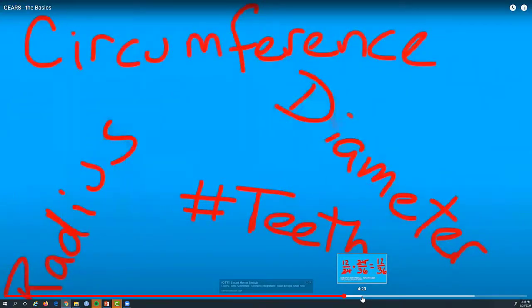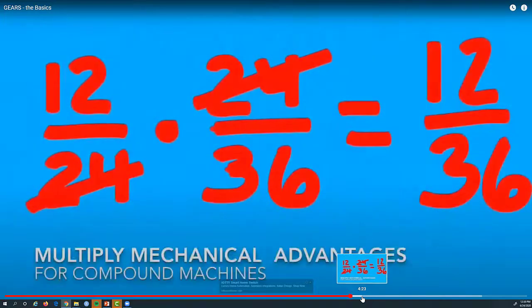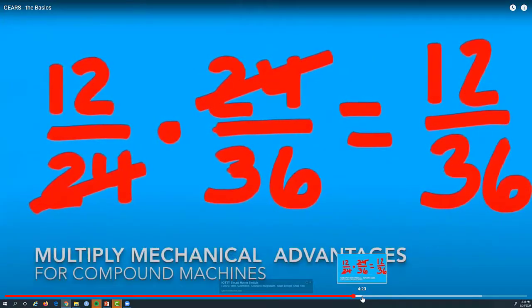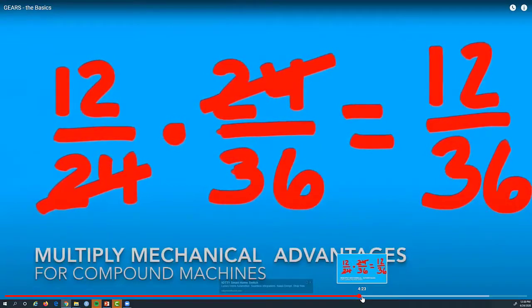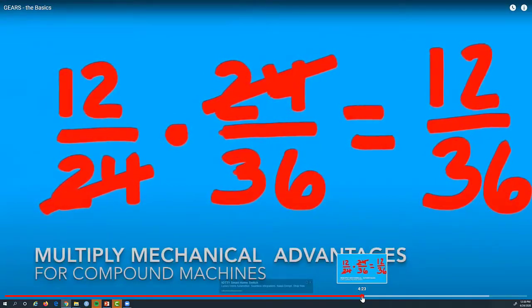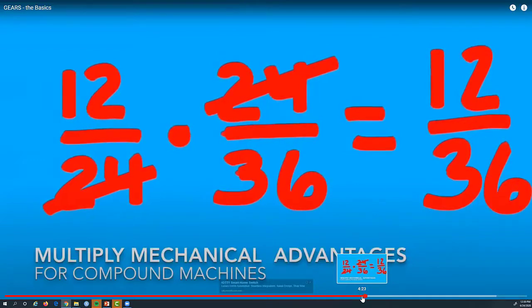So 12 teeth, 24 teeth, and 36 teeth is what we have. So that 3-gear combination is 12 over 24 and then 24 over 36. The 24s end up canceling out. That middle gear size does not matter. The idler size does not matter.